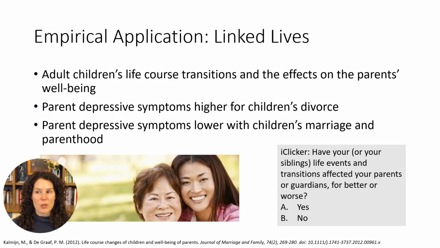So this is an empirical example of a research study explicitly using life course perspective and the idea of linked lives. And they basically studied adults and their adult children and how parents of adult children were influenced by the life events or the transitions that their adult children were going through. And so if, for example, adult children were getting a divorce, then parents were more likely to have depressive symptoms. If adult children were getting married or having kids, then parents were less likely to have depressive symptoms. Again, just a kind of obvious example of linked lives.